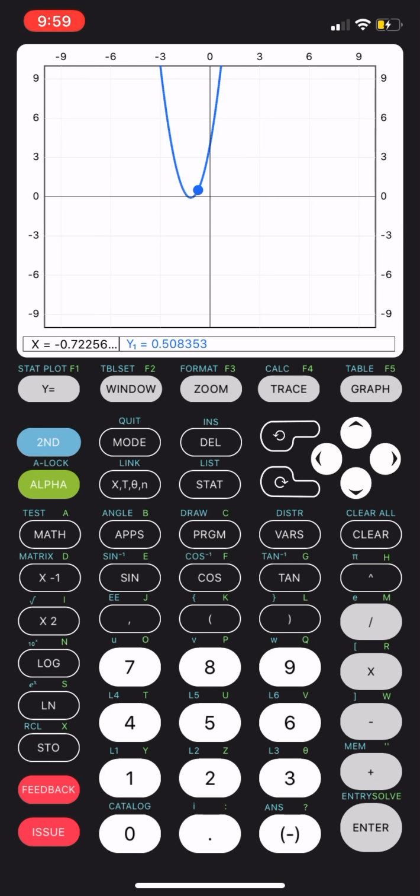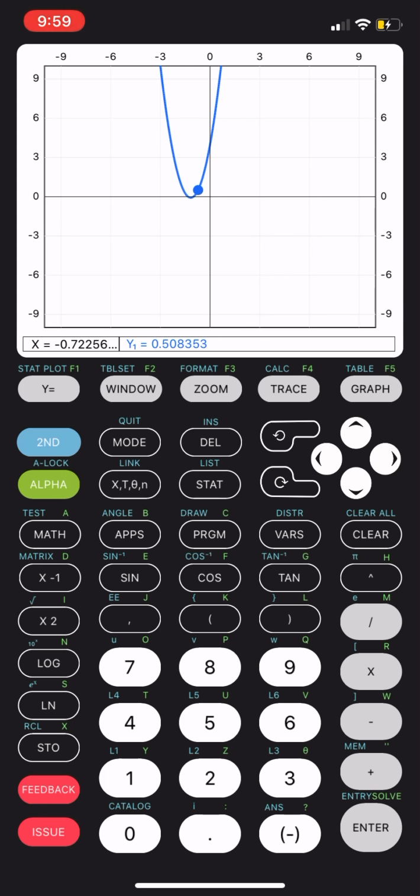So if we look at this graph, since the graph is going downwards, like it looks like a ditch or a hole, this is going to be a minimum. If the graph looked like a hill or like it was going upwards, that would be a maximum.